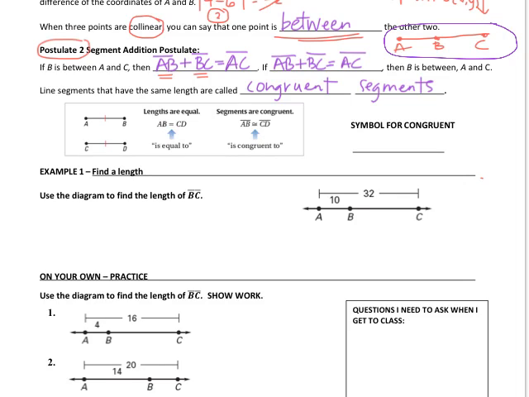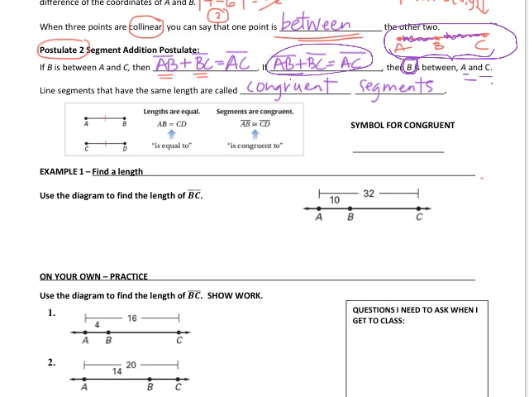It states it 2 different ways. If B is between A and C, then segment AB, this segment here, plus segment BC, this segment here, is the sum of the whole thing. AB from here to here plus BC from here to here equals the entire length of AC. Now it says it the other way as well: if AB plus BC equals AC, then that gives away that B is between A and C. If you saw it this way, you would have to say, yep, I know that B is somewhere between A and C.